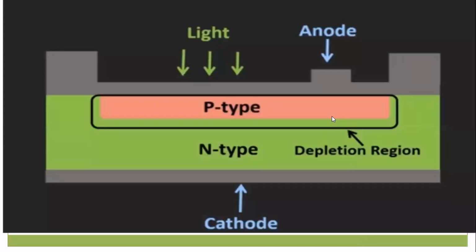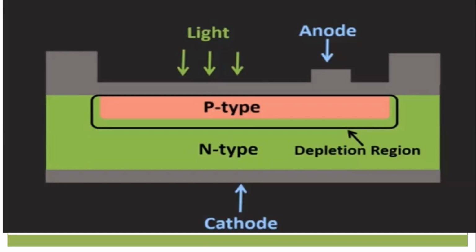Photodiodes are mainly used for remote applications. If you take any remote applications like TV remote, projector remotes, or whatever remotes are available, that remote contains photodiodes. As I told you, the photodiode is used for converting light into current. Now, what is the internal structure?